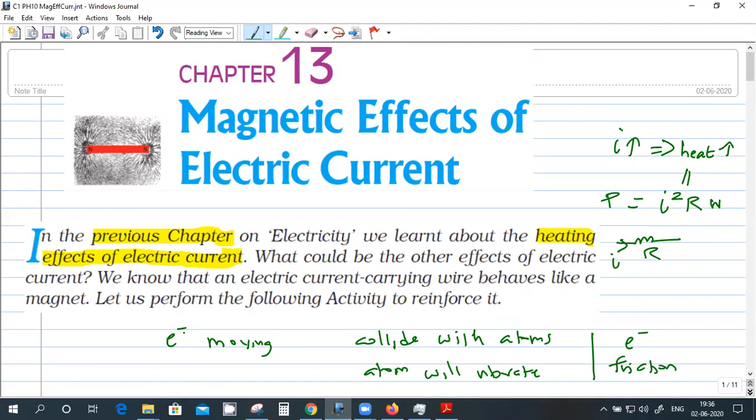Okay, fine. I think it's just a theoretical concept. So basically, electrons move and collide with the atoms, and the atoms will vibrate. Right. So if the current is more, then the energy dissipated is more, because power dissipated is given as I squared R. Yes. Okay.